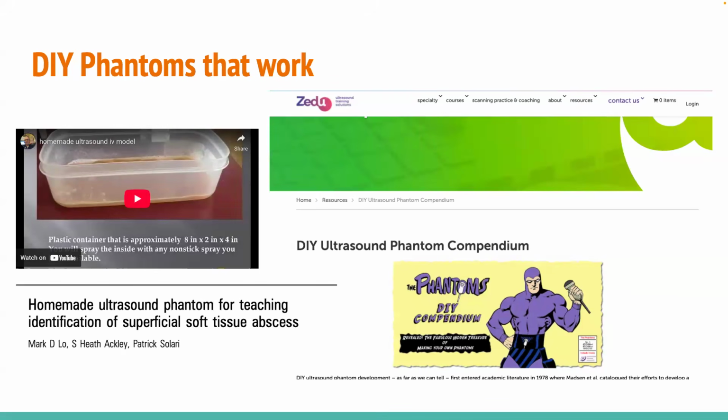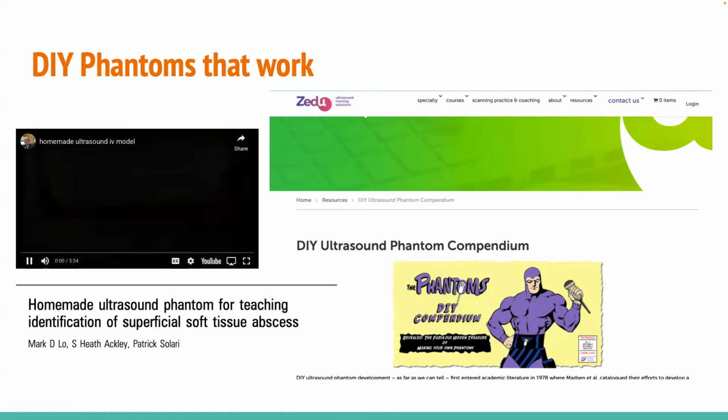So, phantoms that I have found that have worked that are DIY. I really like the DIY ultrasound compendium from Australia. They have a lot of different resources. This paper in particular, they actually went through a bunch of different types of mixing Metamucil and gelatin at different ratios to see what the ideal was. It's a fascinating paper, and I included it in this PowerPoint. But this YouTube video has a similar ratio, which is really helpful.